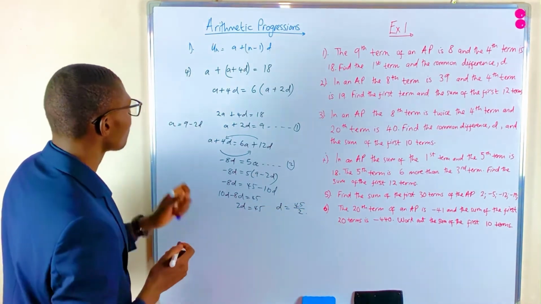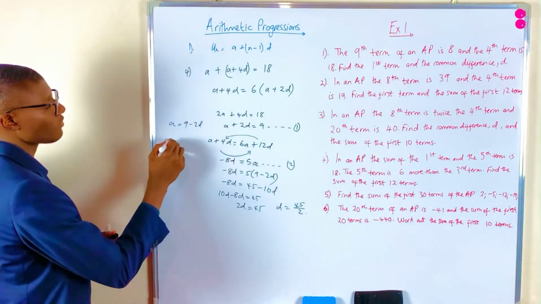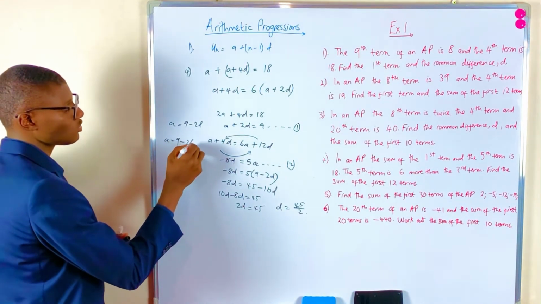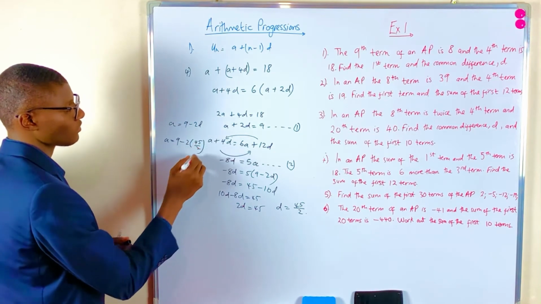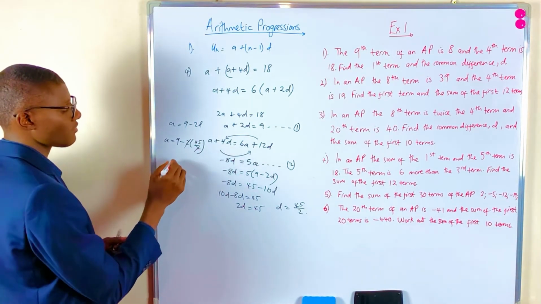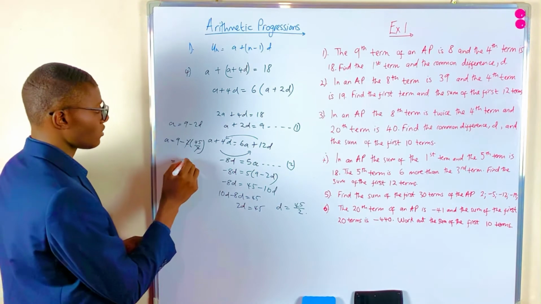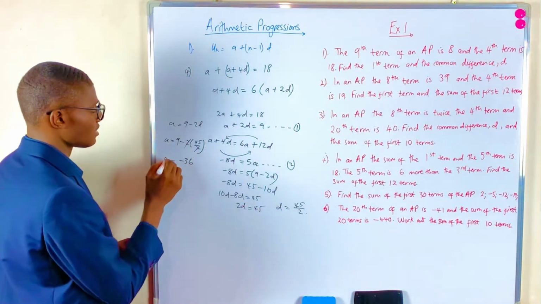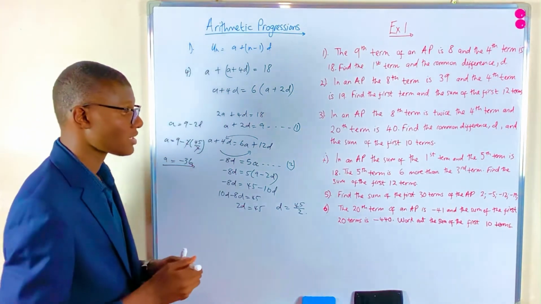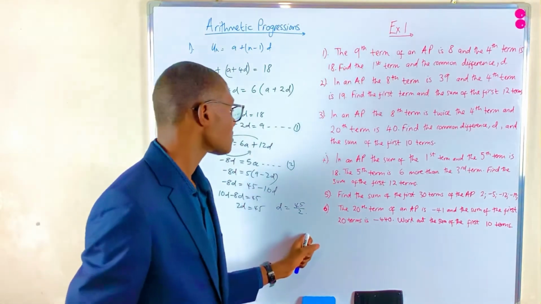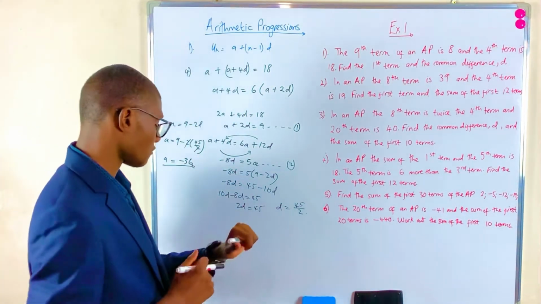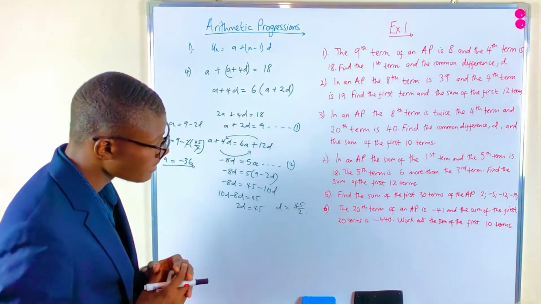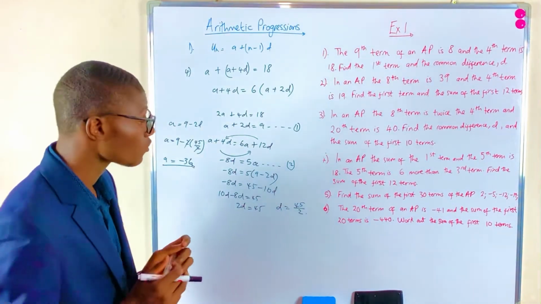And now solving for a, we shall say a would be equal to 9 minus 2 times 45 over 2, right? This and this cancelling, we've got 9 minus 45 to give us minus 36. So the first term will be minus 36, common difference being equal to 45 over 2. So now the question is, find the sum of the first 12 terms.